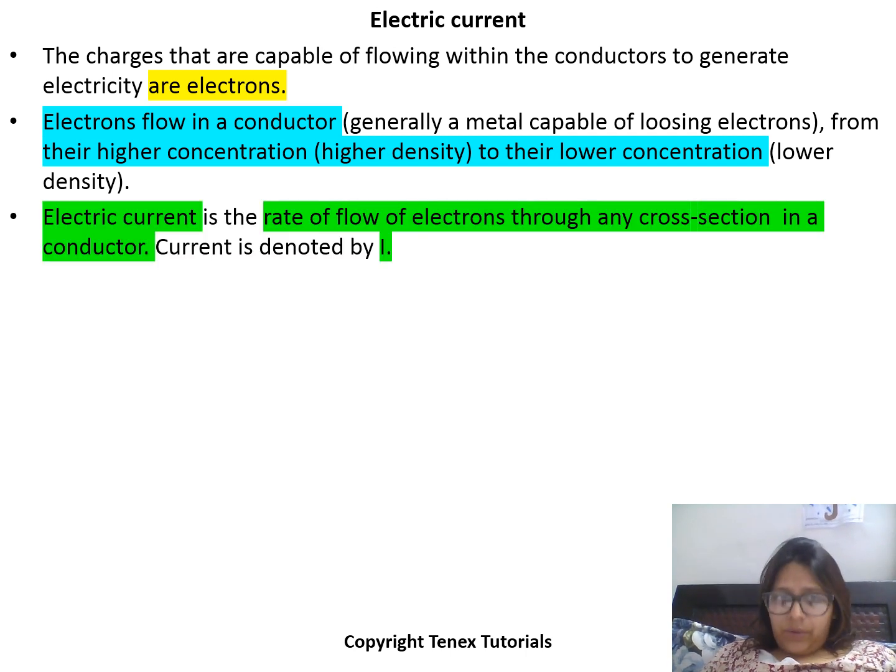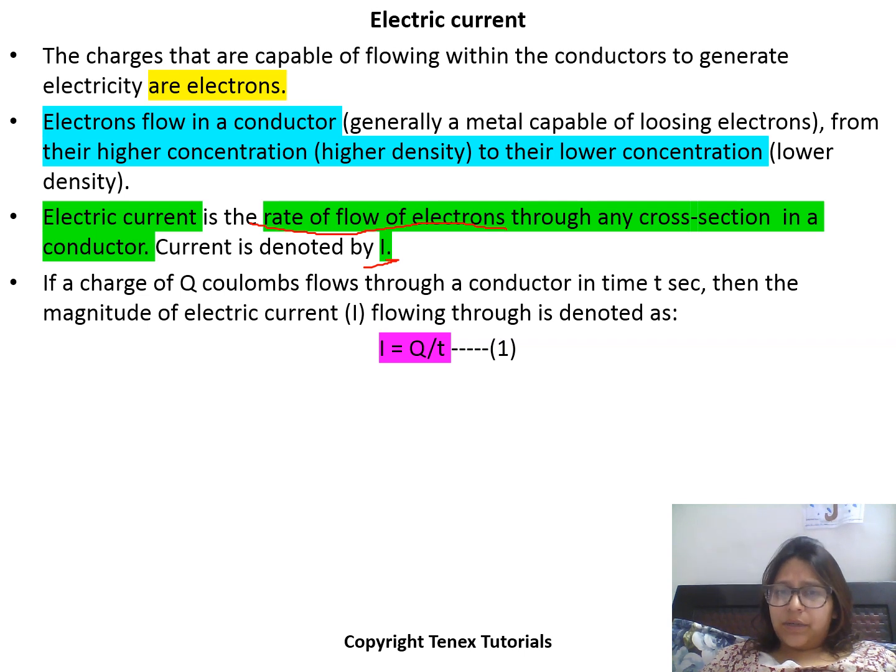So what is electrical current? Electrical current is the rate of flow of electrons through any cross section in a conductor. Let us assume that the conductor is a cylindrical pipe. The number of electrons flowing out of the mouth of the pipe in some given period of time will be called the electrical current. It is denoted by capital I.